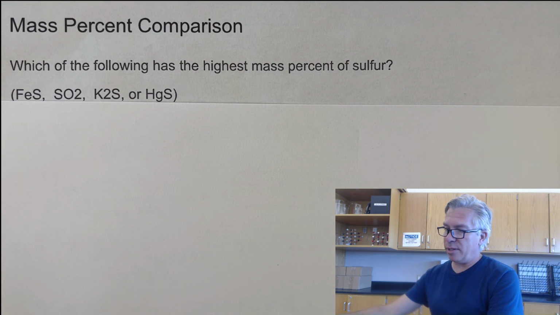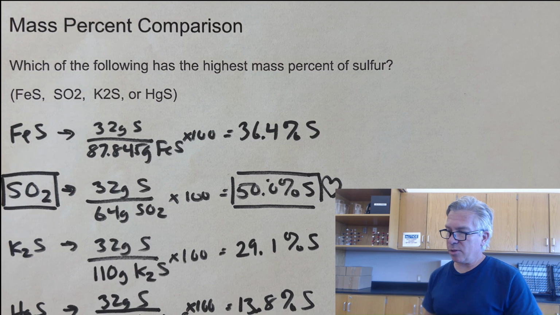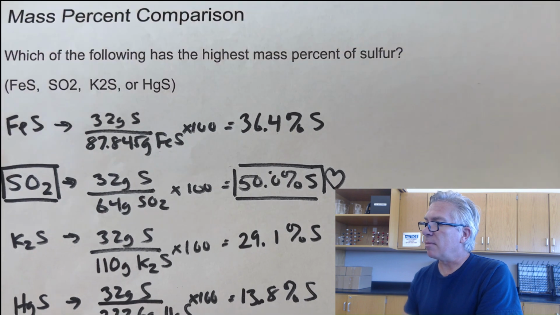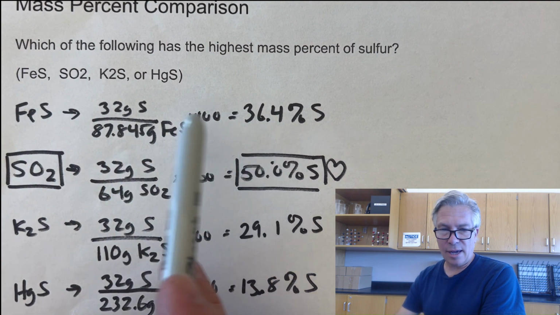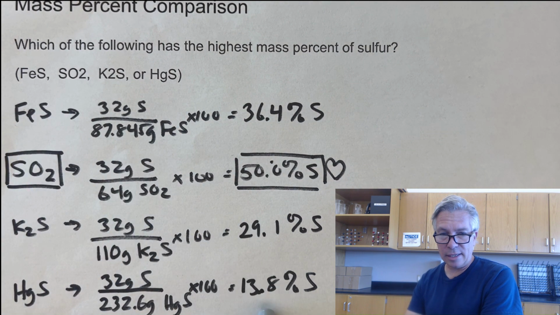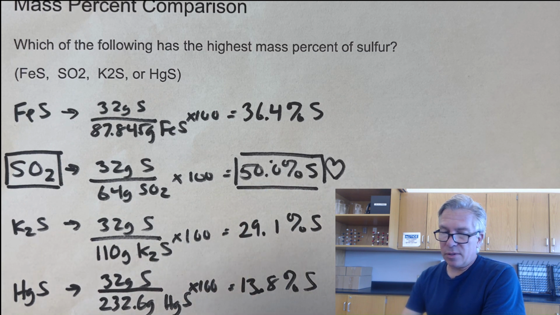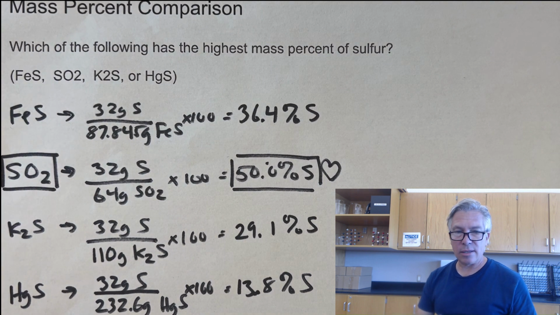Okay, so if you were able to do it and find out that the SO2 has the highest percentage of sulfur in this group of compounds, then congratulations, you did a good job. Let me adjust that slightly. And it turns out we do the same thing. There's only 36% sulfur in the FeS, only 13.8% sulfur in the HgS. That's because Hg is a massive element. And something in the middle here at 29%, and then the sulfur in the sulfur dioxide happens to be just about half of the mass of the compound, or around 50%. So there you have it. Quick and easy calculation. You've got to do it quickly, round your answers, move on to the next question.